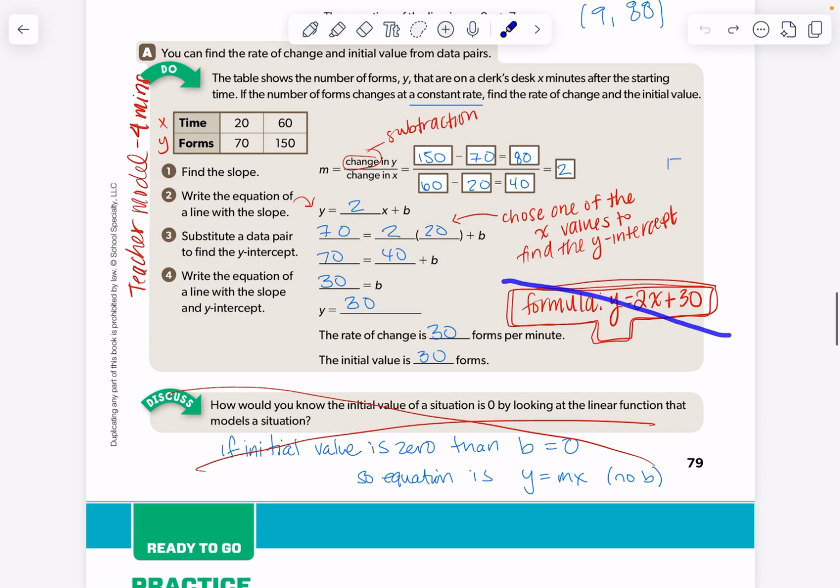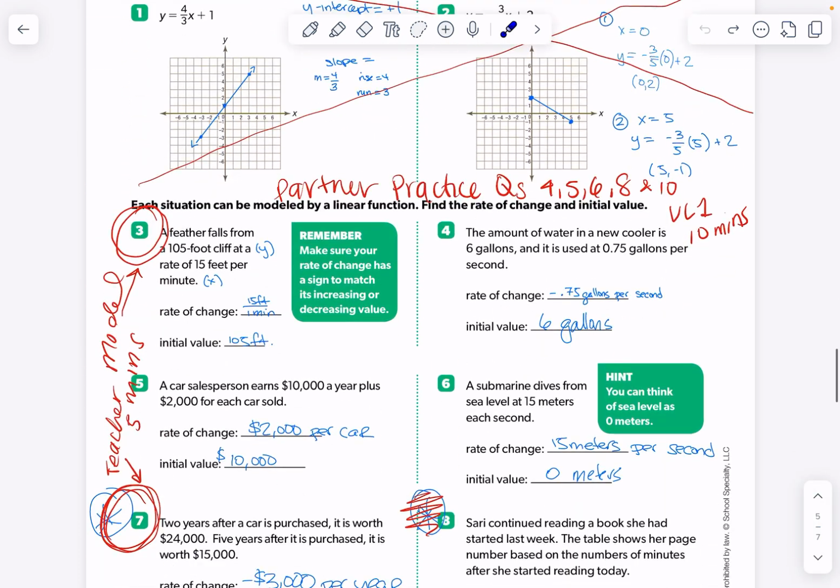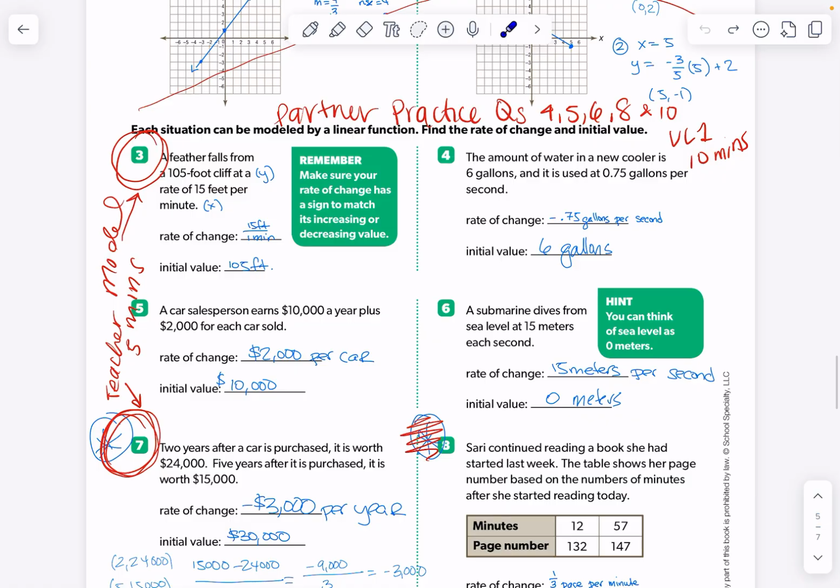And you do not have to worry about formulas for this particular lesson. So from there, you are going to go ahead and model questions 3 and question 7 for kiddos, using the same information that you've been given.